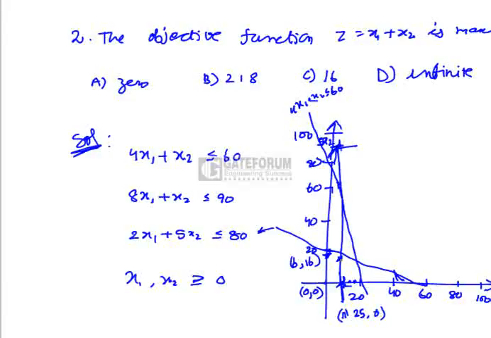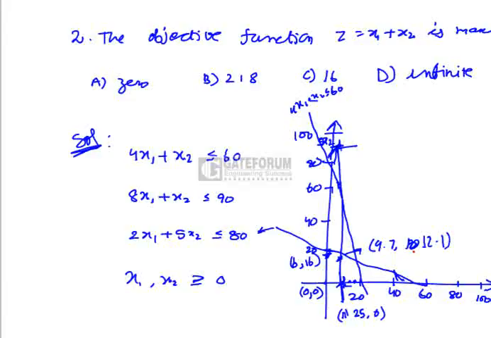And here this point is a meeting of these two lines. So here this is the first line, 2x1 plus 5x2 less than or equal to 80, and this is the line 8x1 plus x2 less than or equal to 90. On solving these two equations, we get this corner point x1, x2 is equal to 9.7, 12.1. So this is the solution for the given linear programming problem.